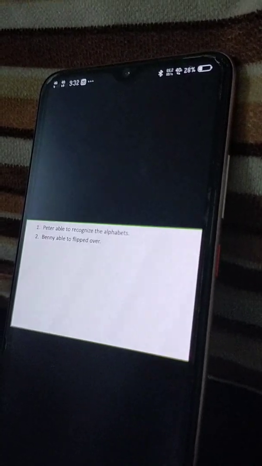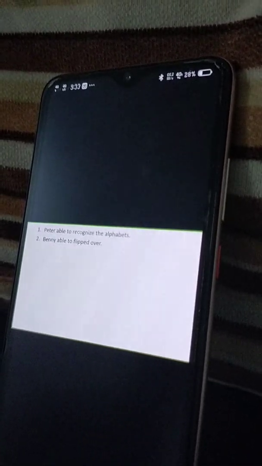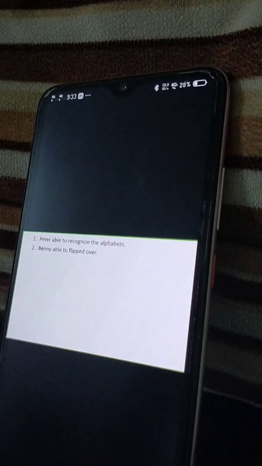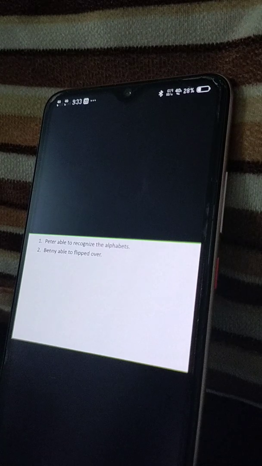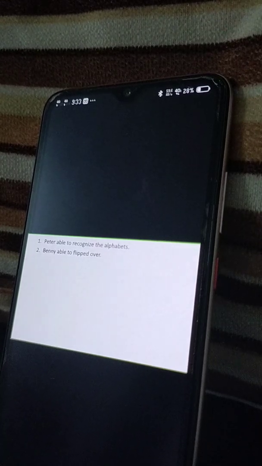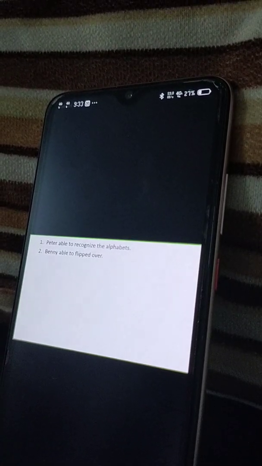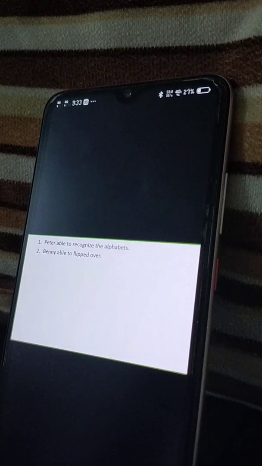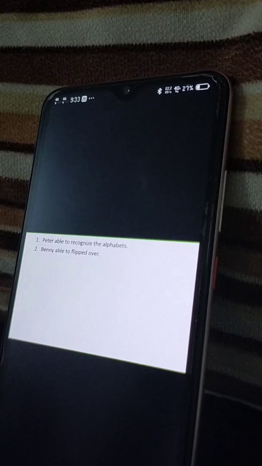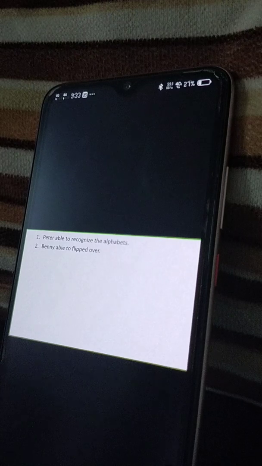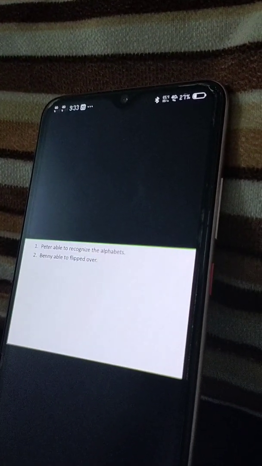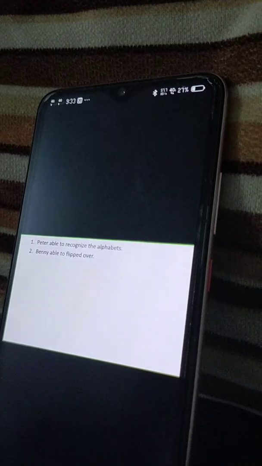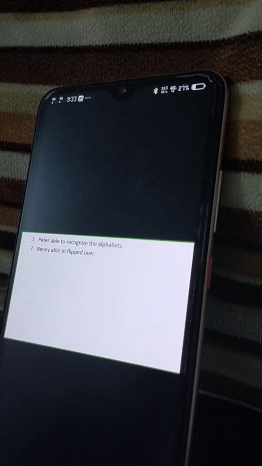Let's say the teacher says, who is able to recognize the alphabets? Let's say your principal, Michelle, comes in, who is able to recognize the alphabets? And then you say, Peter is able. That's a complete sentence. Right? But on its own, just left hanging there, you do not know what Peter is able to do. So in that sense, Peter is the subject, is the verb, able is the adjective.